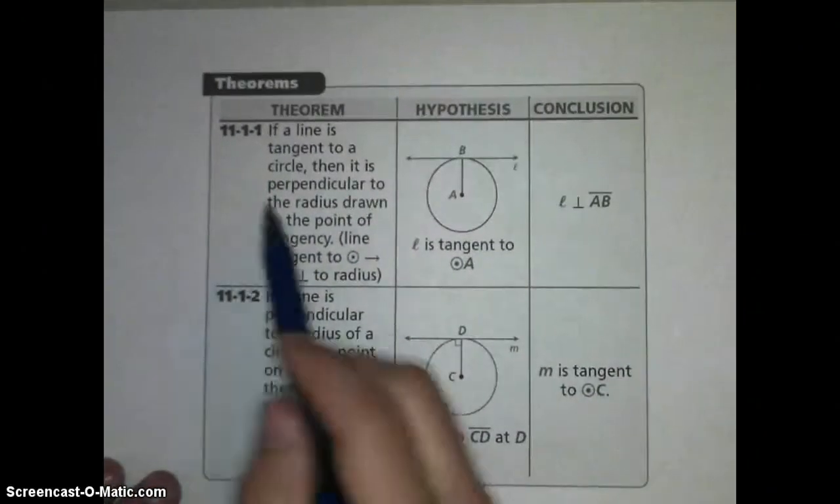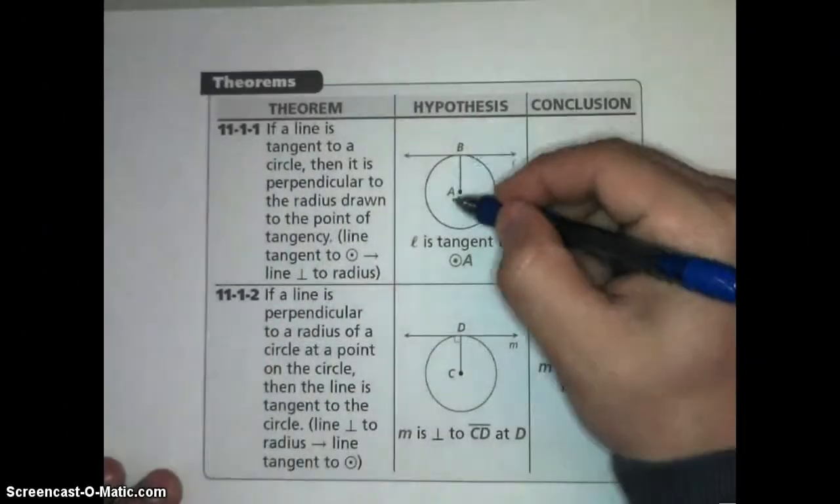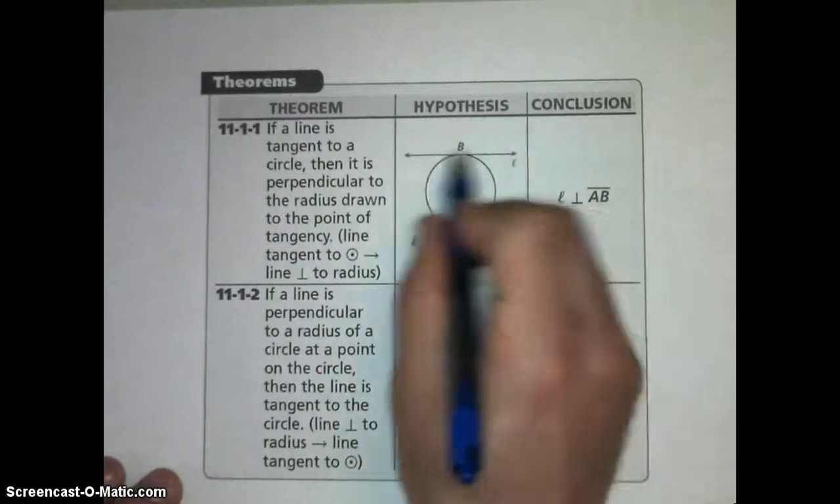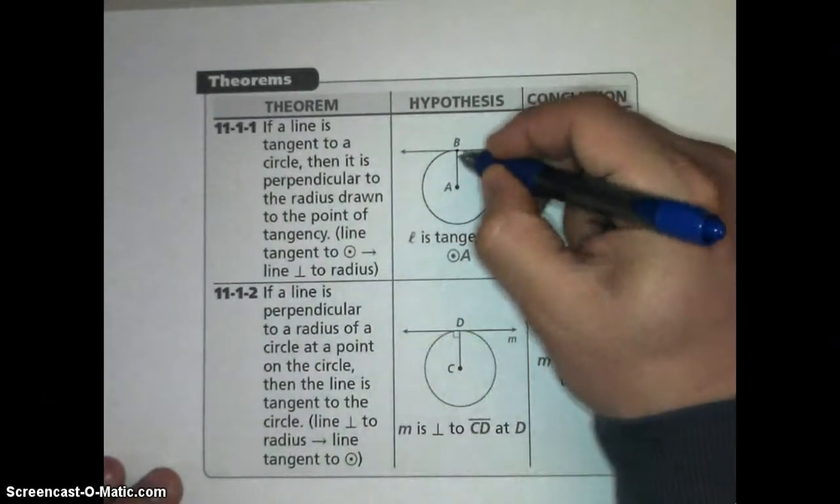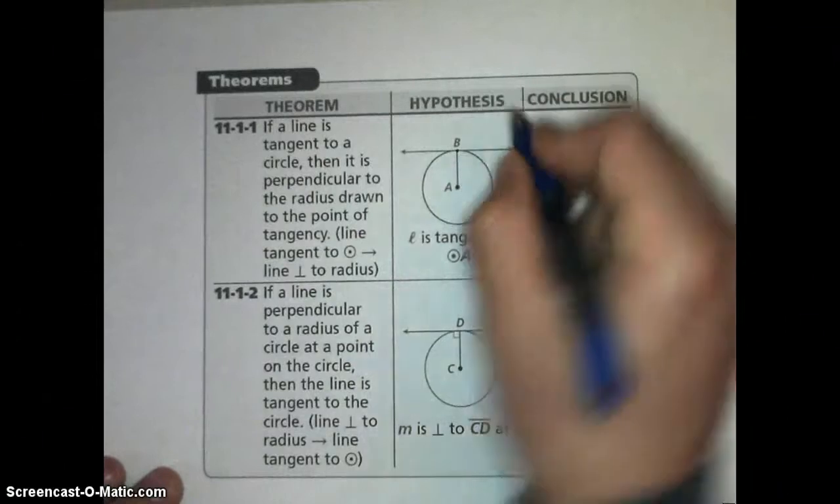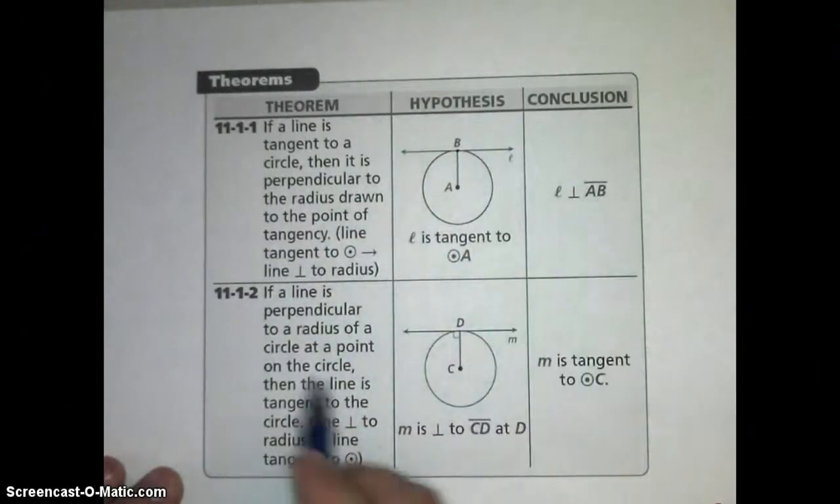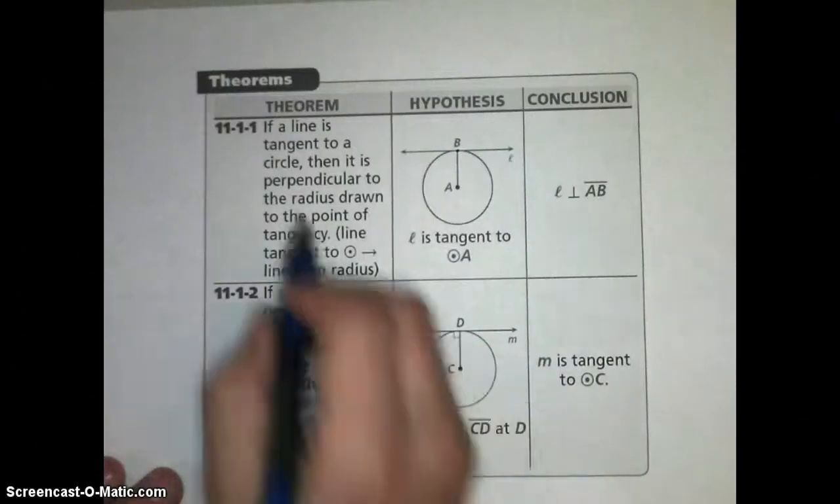Theorem 11.1.1. If a line is tangent to a circle, then it is perpendicular to the radius drawn to that point of tangency. So we have line L tangent to circle A at point B. So at point B we have a right angle. Radius AB and line L are perpendicular. Also, if a line is perpendicular to a radius, then it is tangent to the circle at that point. So this is just the converse of this first theorem.